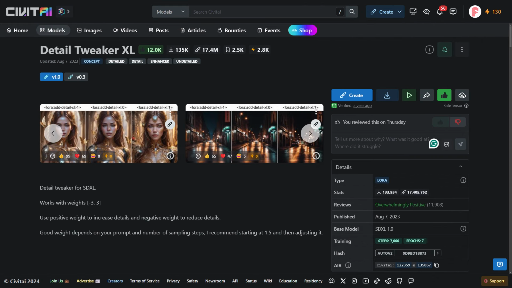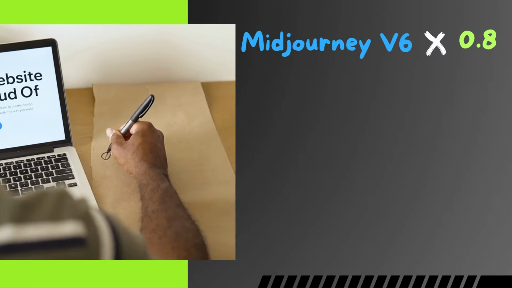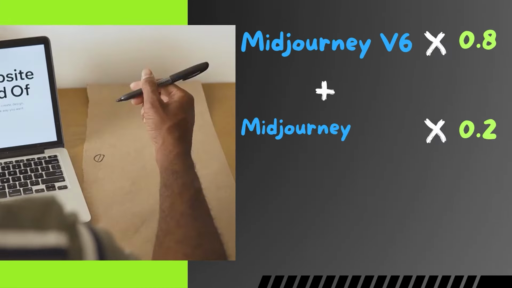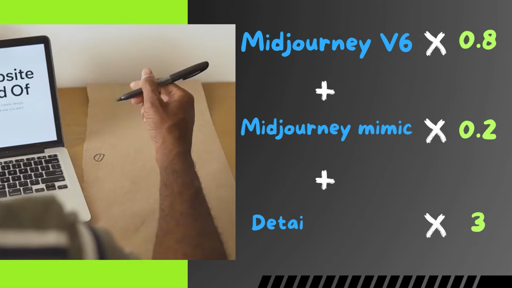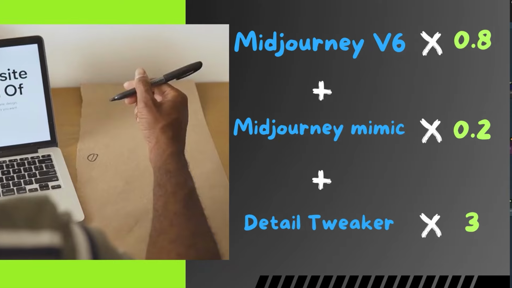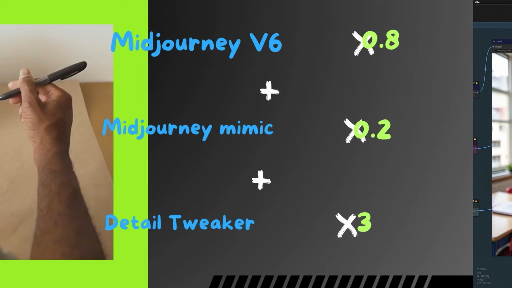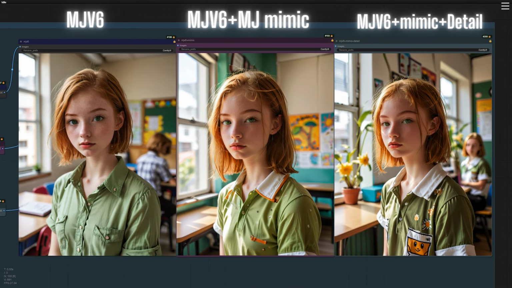Detail Tweaker XL. Let's see how it works. Here's the setup. Set the weight of Midjourney V6 style to 0.8, Midjourney Mimic to 0.2, and Detail Tweaker to 3. Now let's look at this picture. The leftmost image is generated by Midjourney V6 style alone. Adding 0.2 Midjourney Mimic makes the colors richer. In the rightmost picture, we added Detail Tweaker, which really enriches the details. You can see the girl's clothes and backgrounds become more intricate.